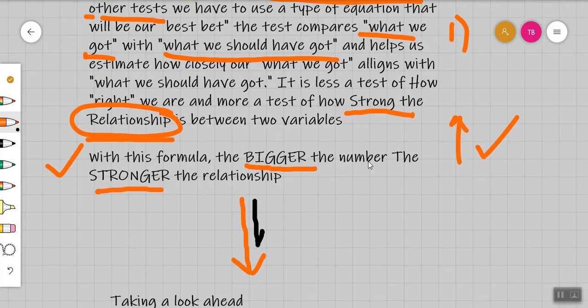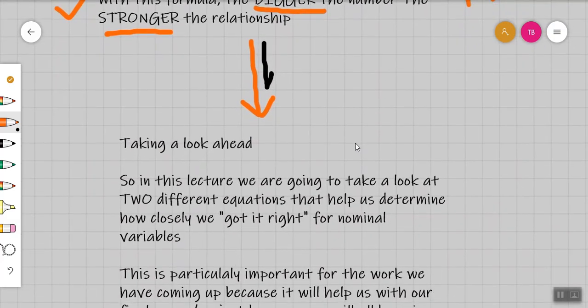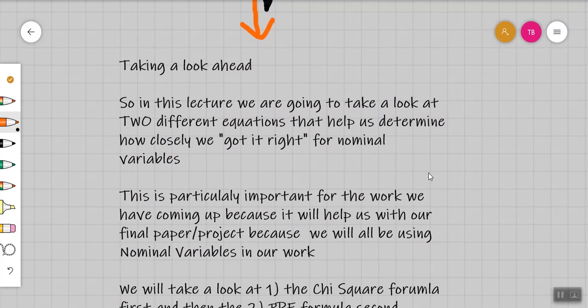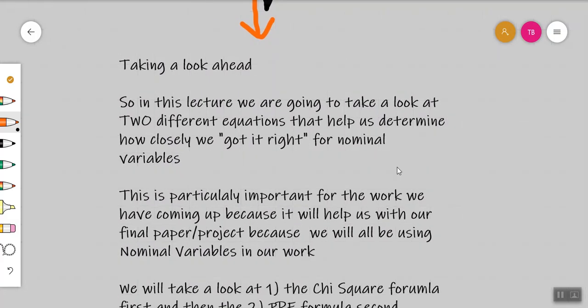So I'll go through the steps briefly here, taking a look ahead, and then I'll go through the actual formula step by step with our numbers. And it'll help us take a look. And it'll be very similar to what the homework's going to be. The homework will just be a little bit longer as far as a little bit more numbers involved. But the same steps are going to be in play.